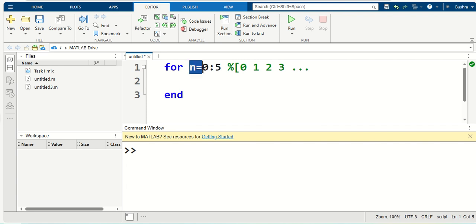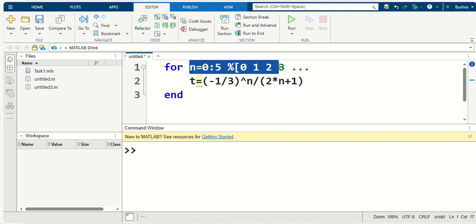Now, I have to calculate each term, and the formula of each term was (-1/3) to the power of n upon 2n plus 1. Now, mind you, here I'm not going to include any kind of period operator. Why? Because by default, whenever you are enclosing this loop index variable n within the for loop, n will be treated element-wise. So in the first pass, the value of n will be only 0. In the second pass, n's value will be only 1, so on and so forth. Now, moving on.